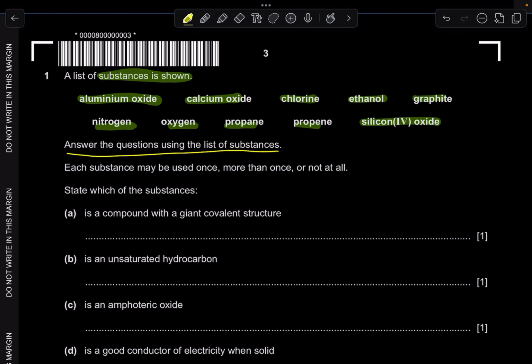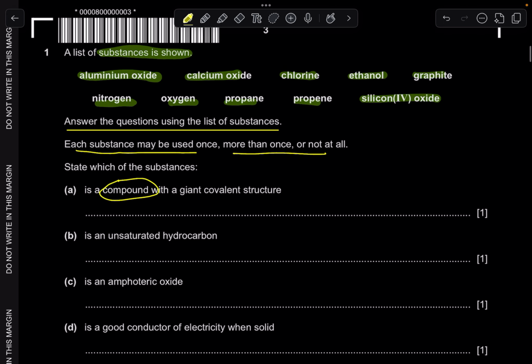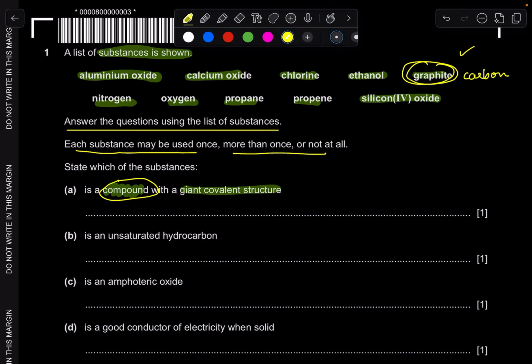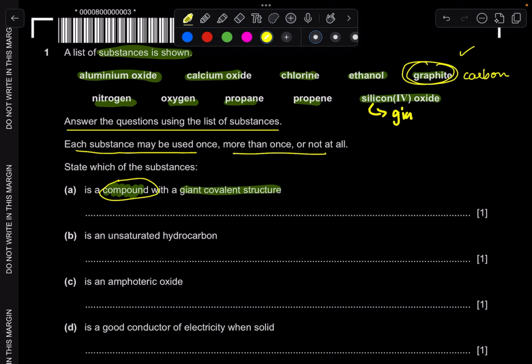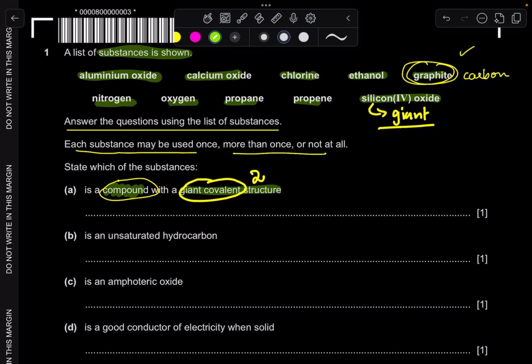Answer the questions using the list of the substances. Each substance may be used once, more than once, or not at all. State which of the substances is a compound with a giant covalent structure. Okay, so the first requirement is that it should be a compound, and the second thing says with a giant covalent structure. So how many giant covalent structures are there over here? First, we have graphite, that's a giant covalent structure, and graphite is made up of carbon. And the second one we have is silicon IV oxide. So this is also a giant covalent structure. Now, giant covalent structures, we have two. But what we are supposed to do over here is find the one that's a compound.